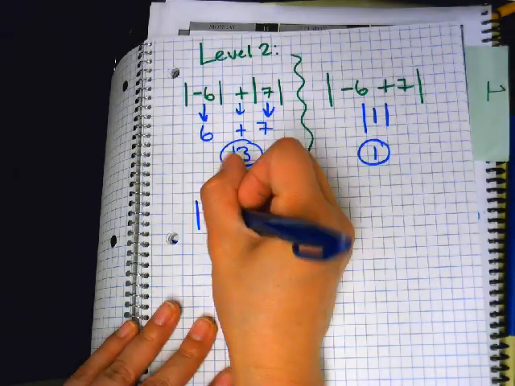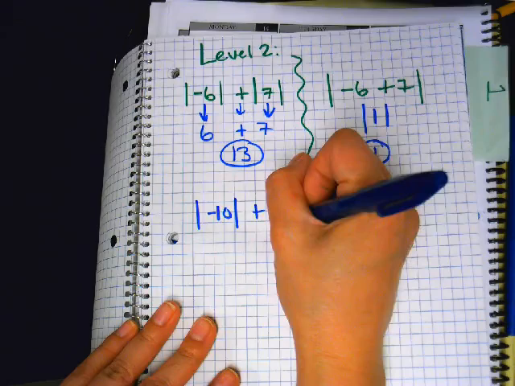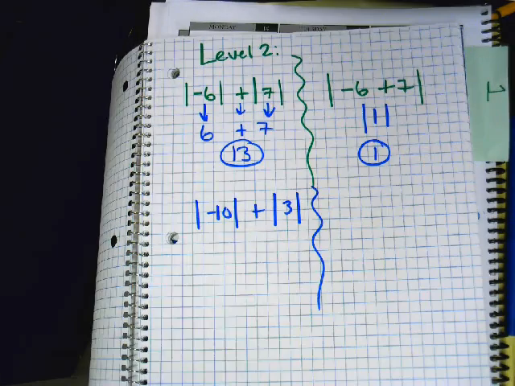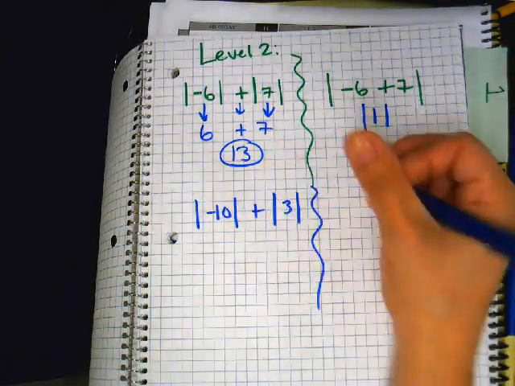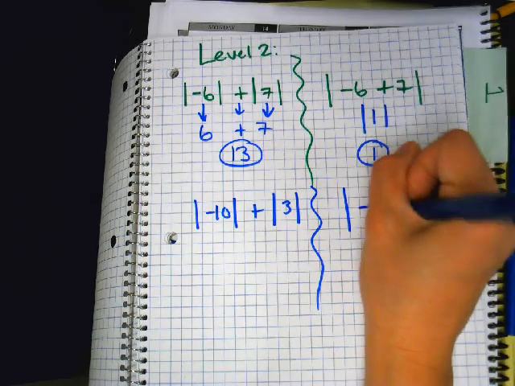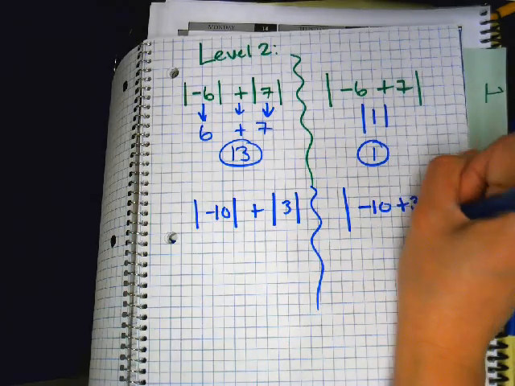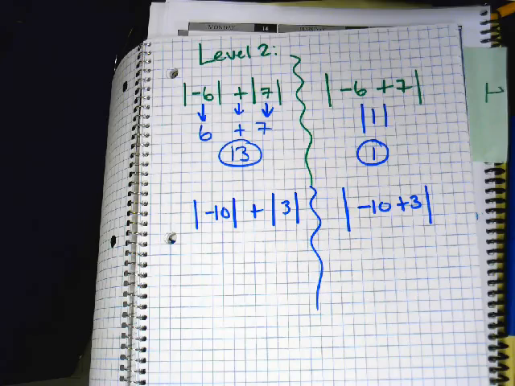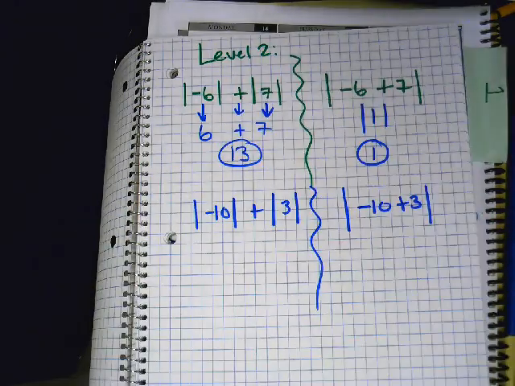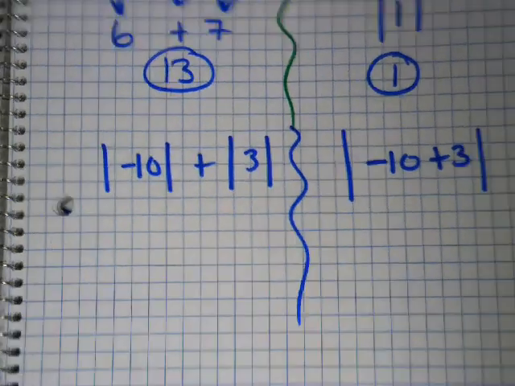Absolute value of negative 10 plus the absolute value of 3. Individual bars, Sam, individual bars. Then what if I put them all in one set of bars? Will I get the same answer? No. I mean, sometimes you do, but it's very rare. Mostly they will not be the same answer.